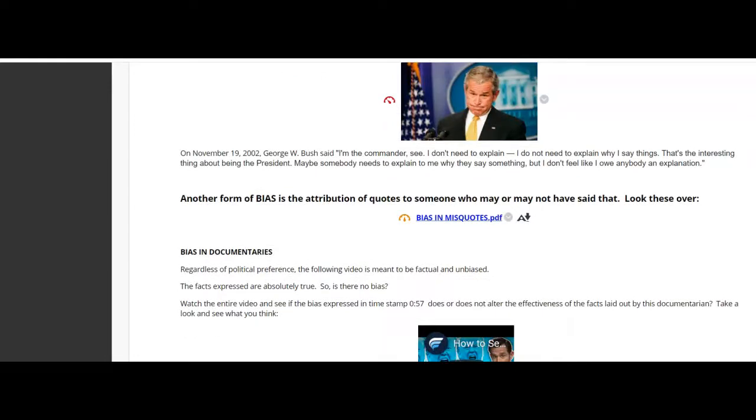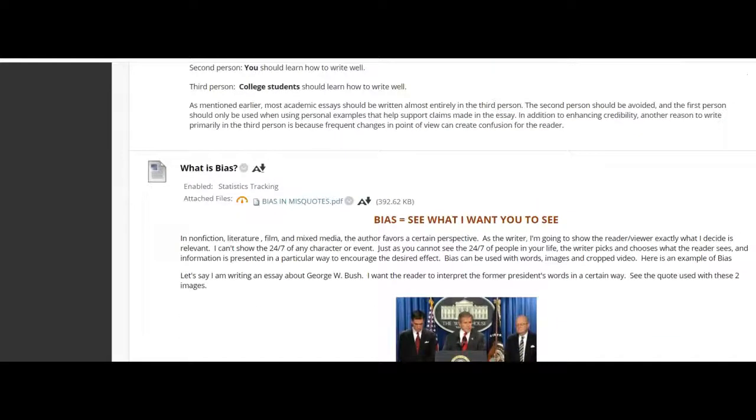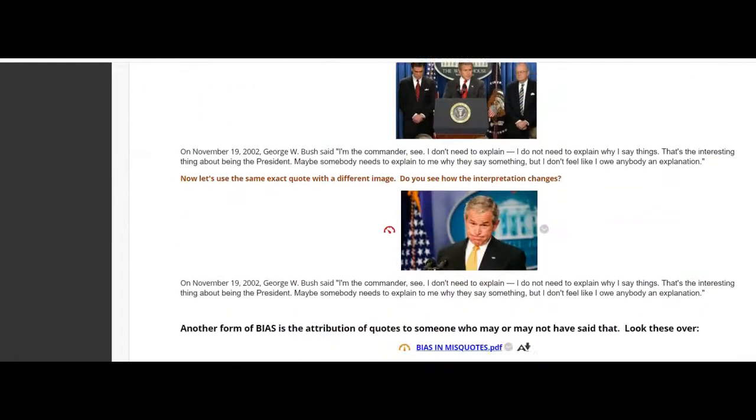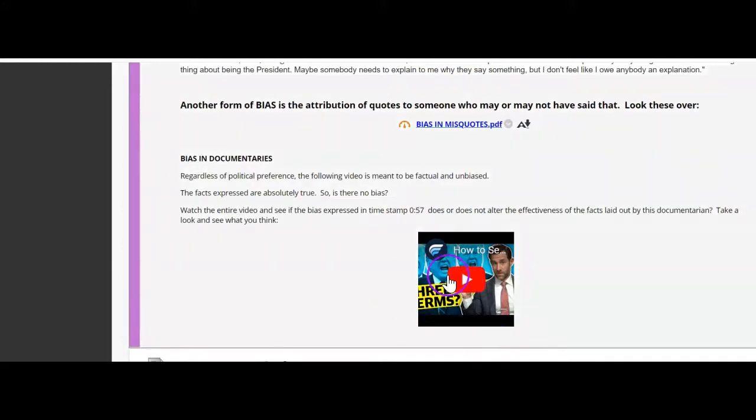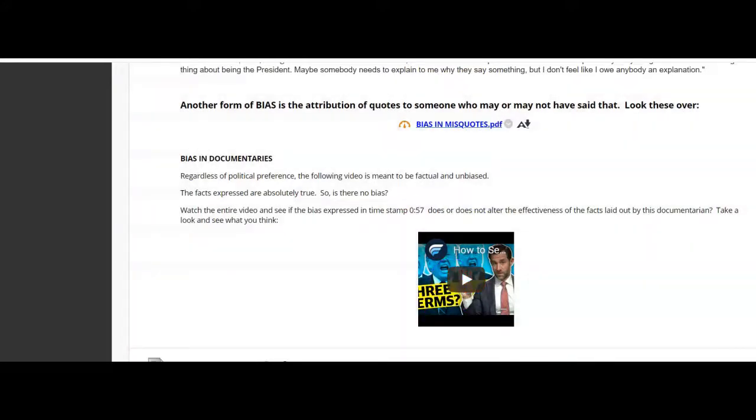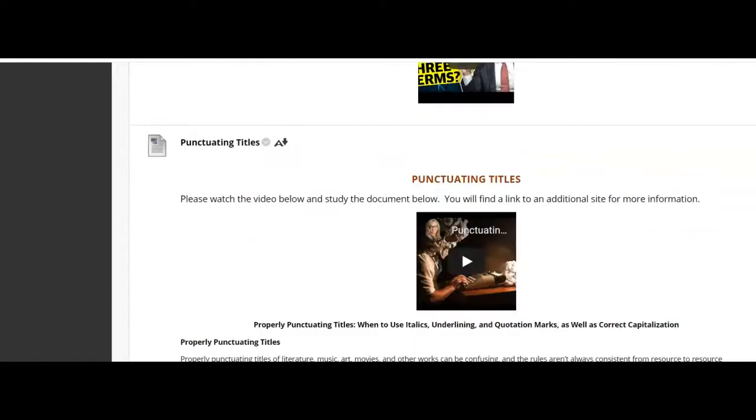Why, for example, do I have you starting on day 1 understanding bias? Well, after you read this information, which is very brief, and after you read this PDF and watch this little example, you'll understand why bias is so important.